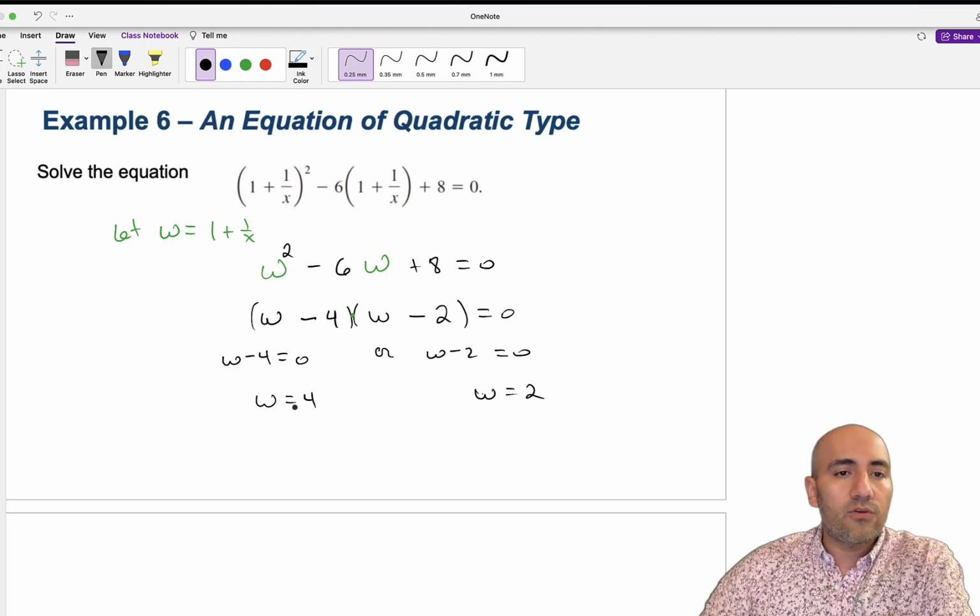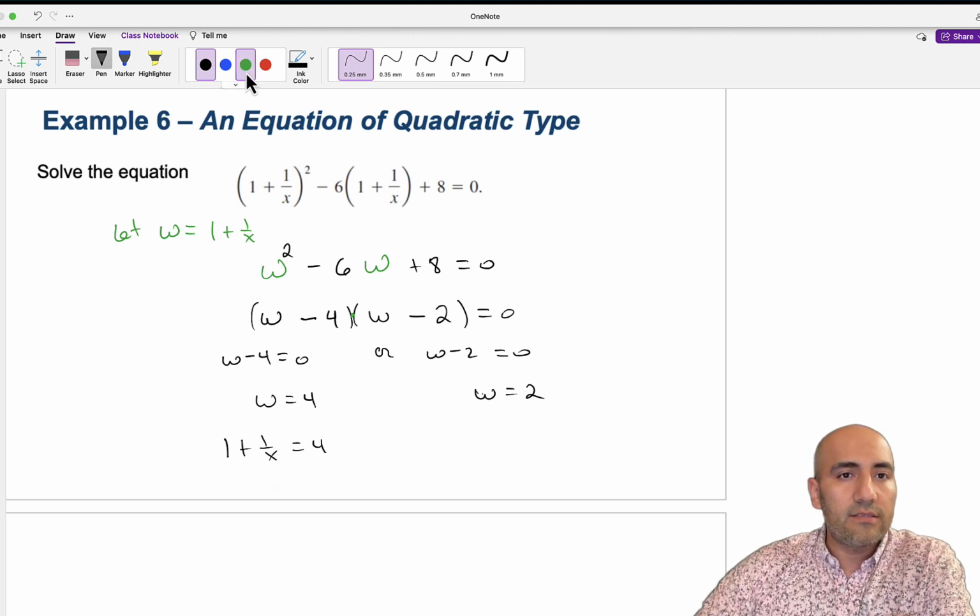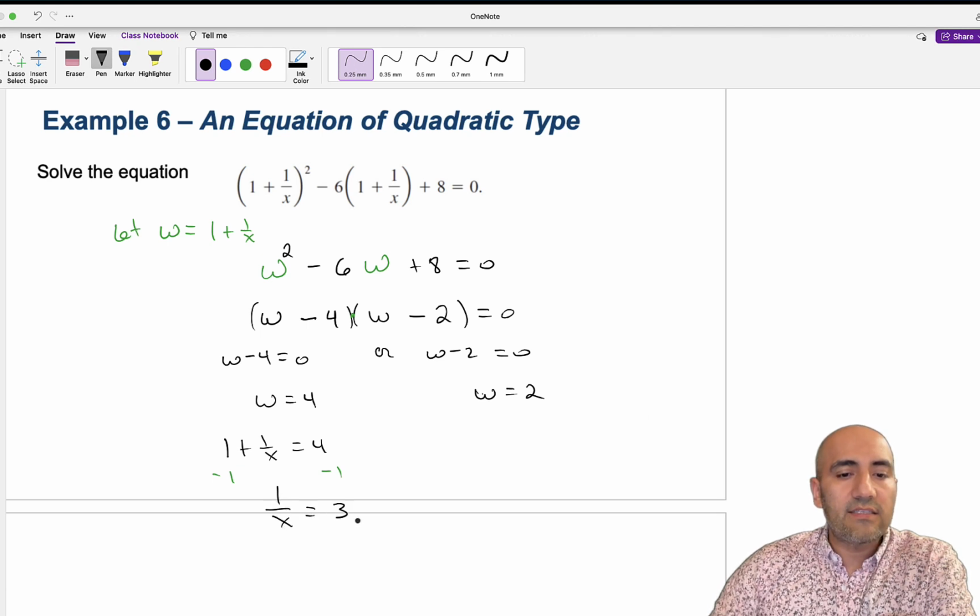And just when you think you're done, that's when you've got to come back over here and replace the W with the 1 plus 1 over X. So now we're going to come over here and rewrite this as 1 plus 1 over X must be 4. And now we have to solve for X in this one. So I'm going to subtract 1 from both sides. Minus 1, minus 1. And I end up with 1 over X is equal to positive 3.